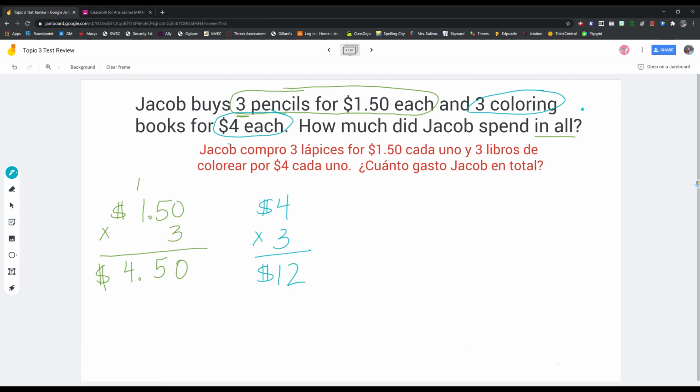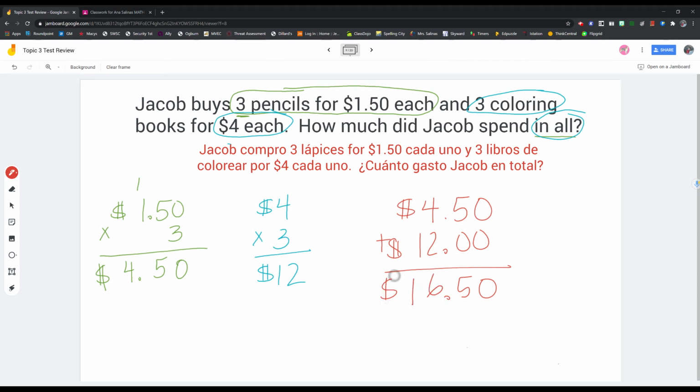How do I find in all? Now I'm going to add my two totals, $4.50 plus $12 equals $16.50. So this was a two-step problem.